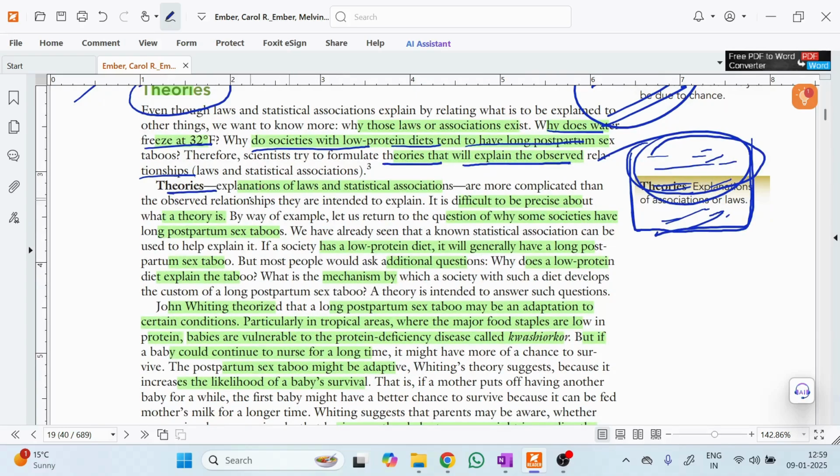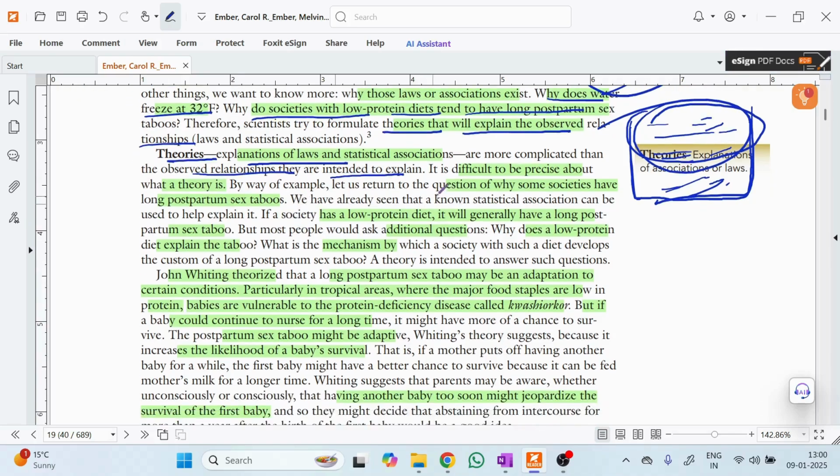Theories, which are the explanations of laws and statistical associations, are more complicated than the observed relationships which they intend to explain. So it is easier to observe water freezing at 0 degrees centigrade, but it is difficult to theorize the mechanism by which it froze. And it is also difficult to be precise about what a theory is.